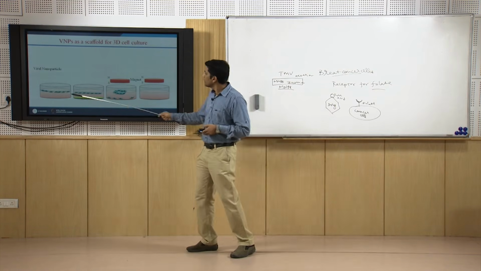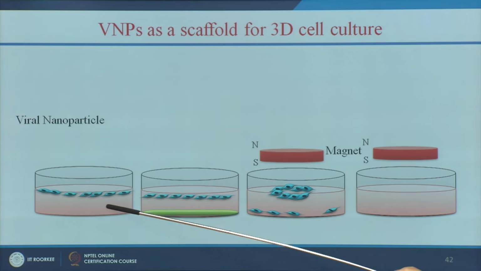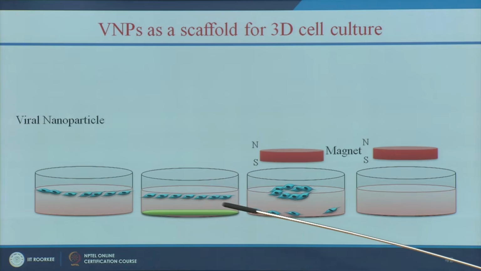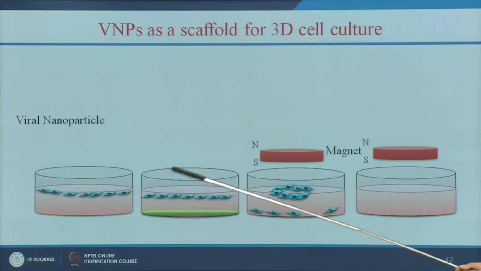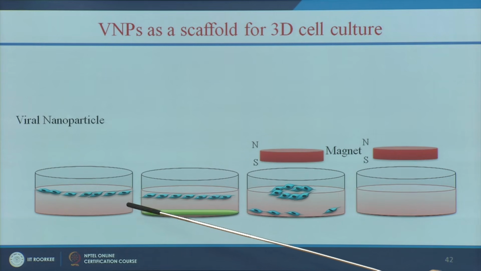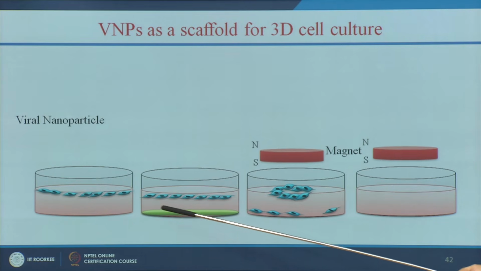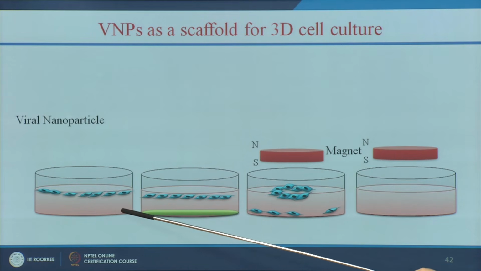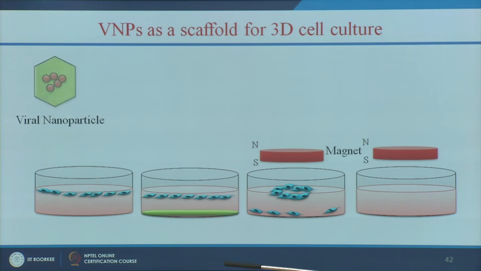Usually in the lab we grow the mammalian cells or cancer cells in 2-dimensional petri dishes. These cells attach to the bottom of the petri plates and grow nicely. But when you see inside our body, all the organs are 3-dimensional. So when you have a 3-dimensional cell culture, we can study the efficiency of drugs and correlate with the animal model studies. So we can use a viral nanoparticle for making the 3D cell culture. How can we make it?